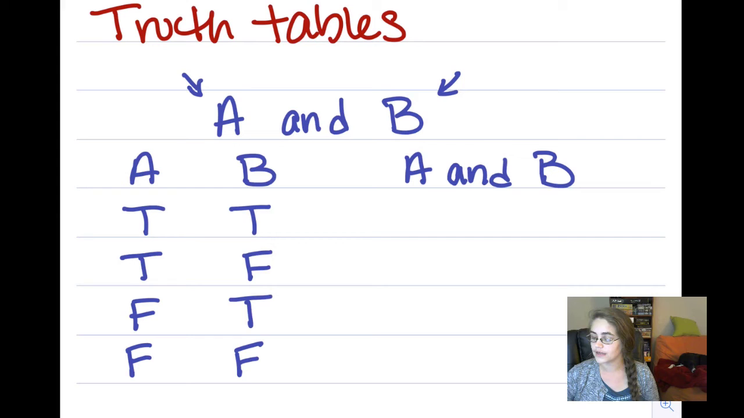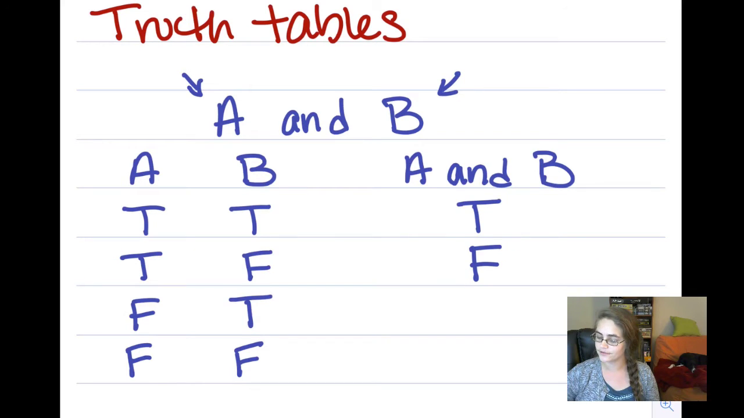We evaluate the last column, the compound statement A and B. We look first at the first row. We have A is true and B is true. So true and true is true. Now we look at the second row. We have A is true and B is false. So true and false is false.